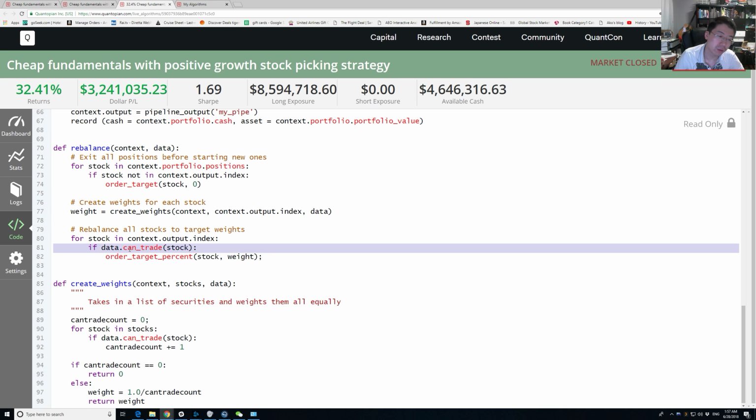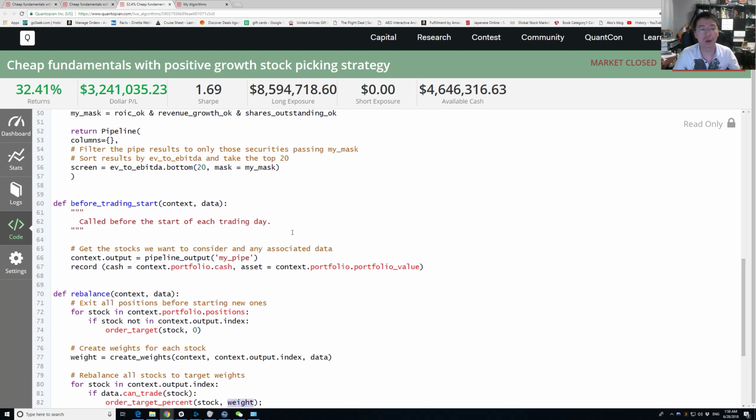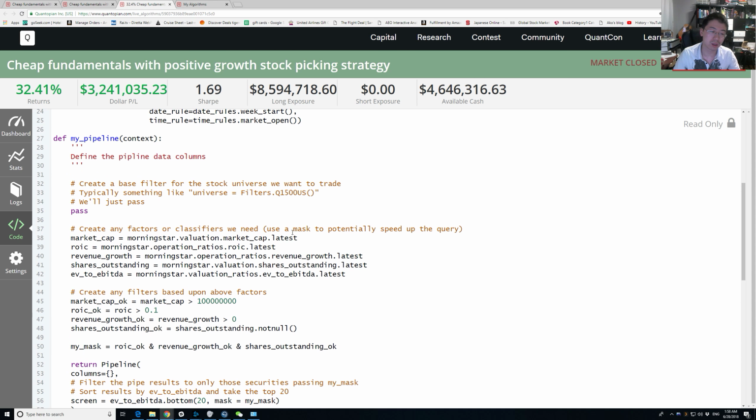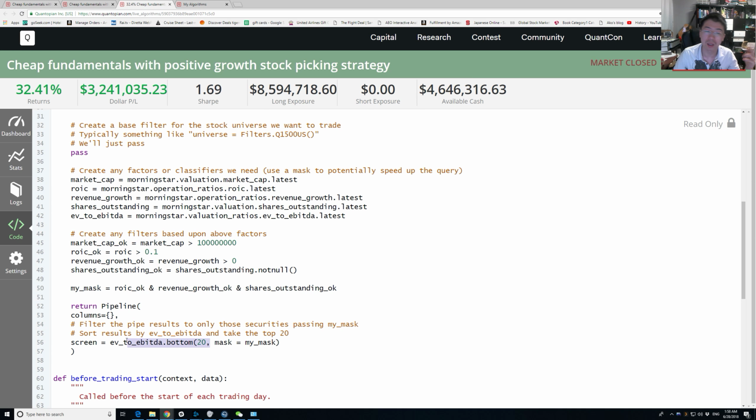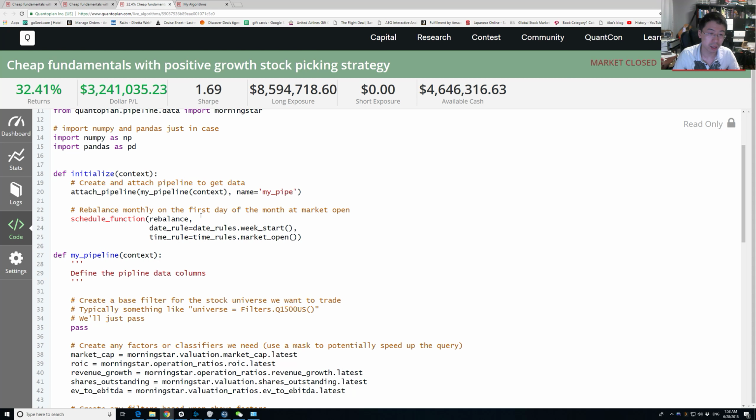And then outside here, if I cannot trade it, I'm just going to ignore that. If I can trade it, I'm going to order again a target percentage to that weight, which is generated here. So that's equal weight. So overall, this is a very simple strategy. I want something that has quality and growth, and I want the cheapest 20 out of those, and I rebalance them equal weight every week in this case.